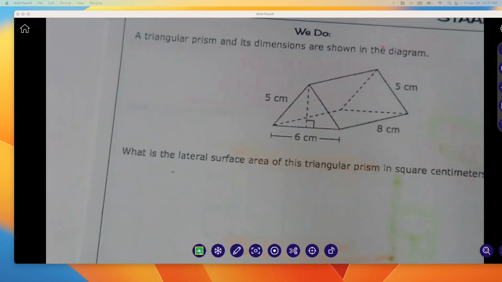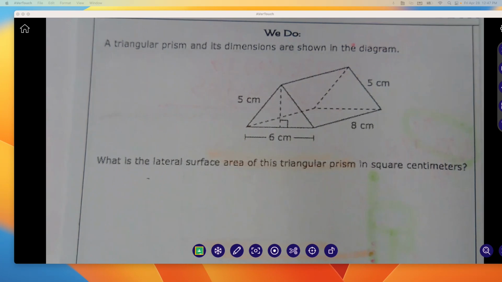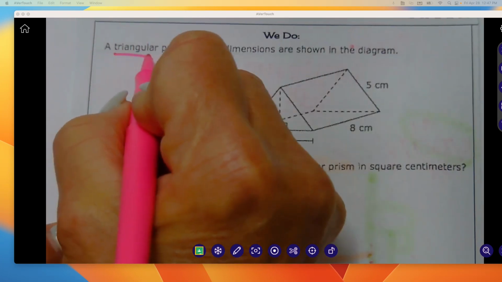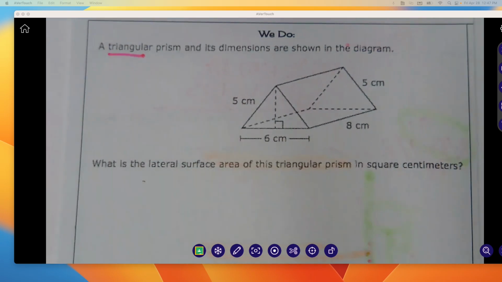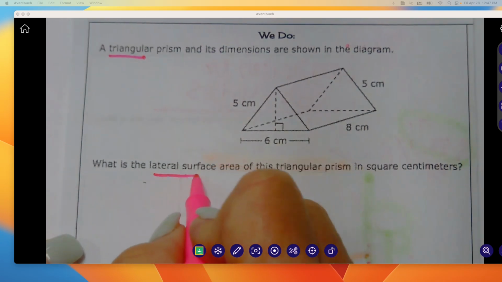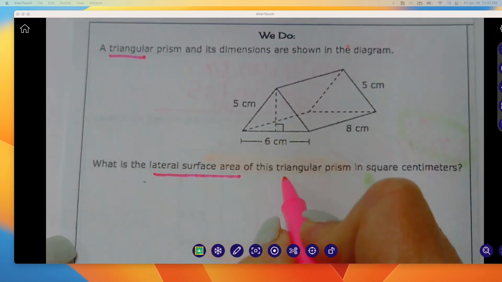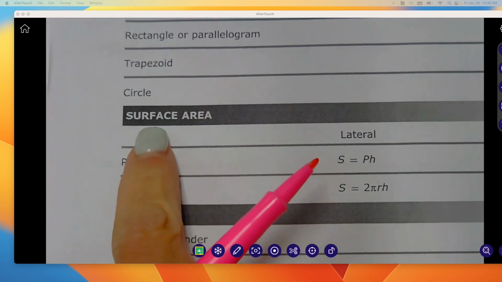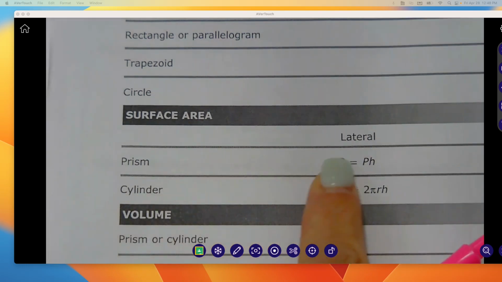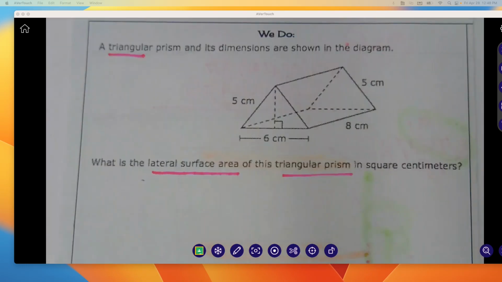Okay, let's look at one more. Okay, it says it's a triangular prism. Remember, the name in front of prism, that's the shape of the base. Okay, triangular. So my bases are going to be triangles. They want to know what is the lateral surface area of the triangular prism. So I'm going to come over here to surface area, come over here to prism, go to lateral, and I'm going to write the formula.